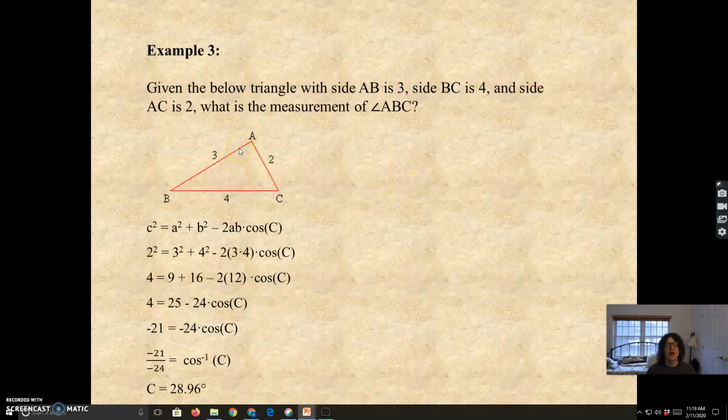So given the below triangle, for example 3, with side AB being 3, BC being 4, and AC being 2, what is the measurement of angle ABC? Now, this is going to be opposite the smallest side, so it's going to be a relatively small angle.